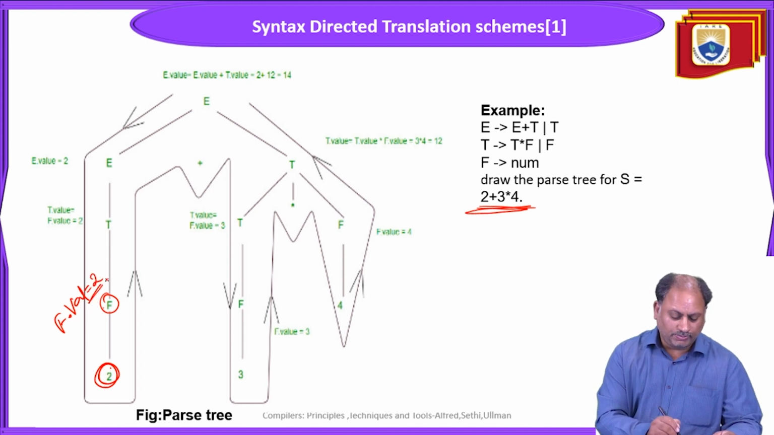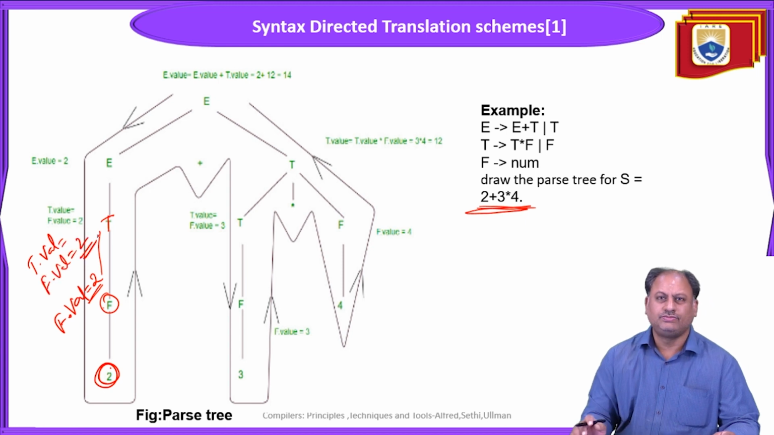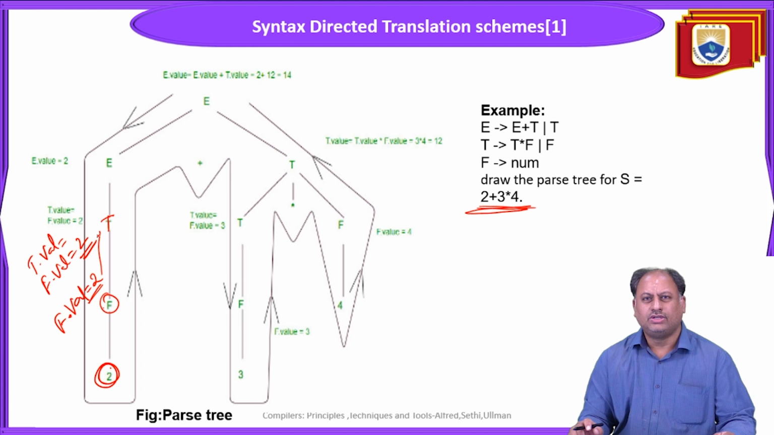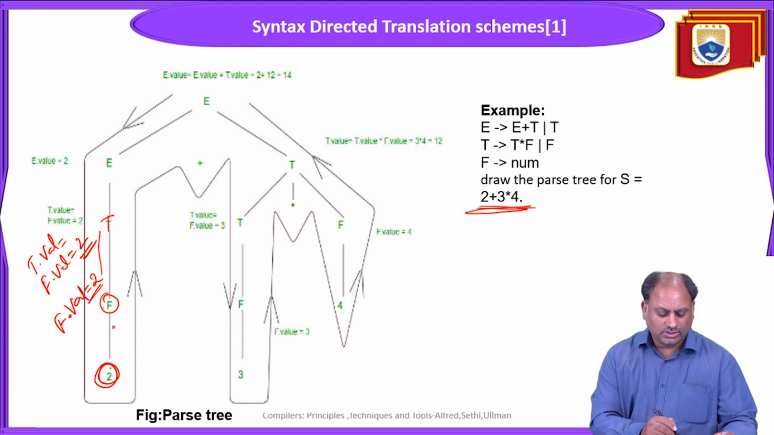Now if you go to the upper level, this will be given to this T. So what is T here? T dot val is equivalent to F dot val, which is equal to 2. T dot val, and why? Because the lower level contains a number value that is to be considered with the F, and again F is to be considered with the corresponding T value.